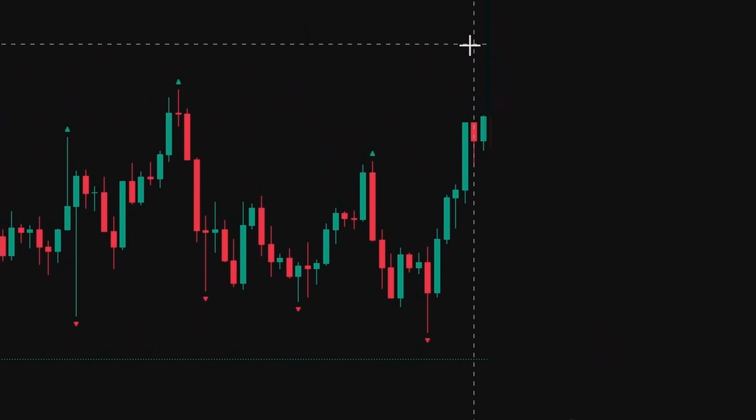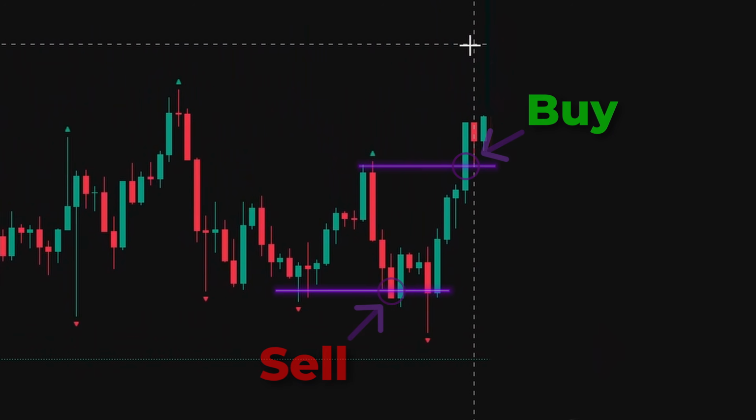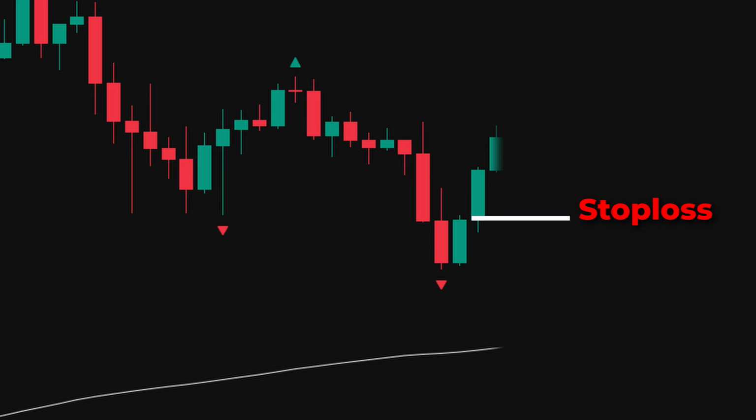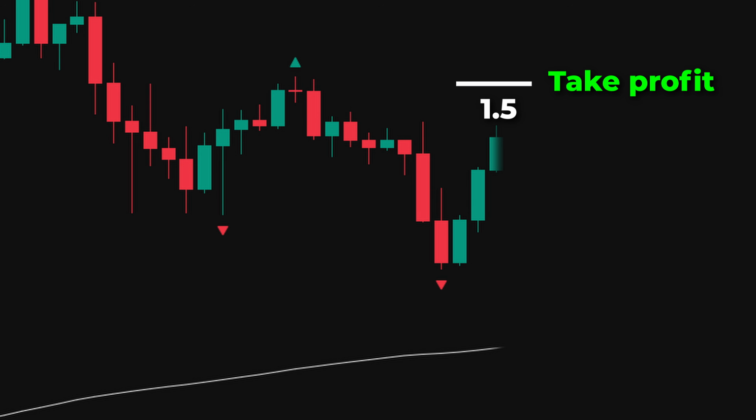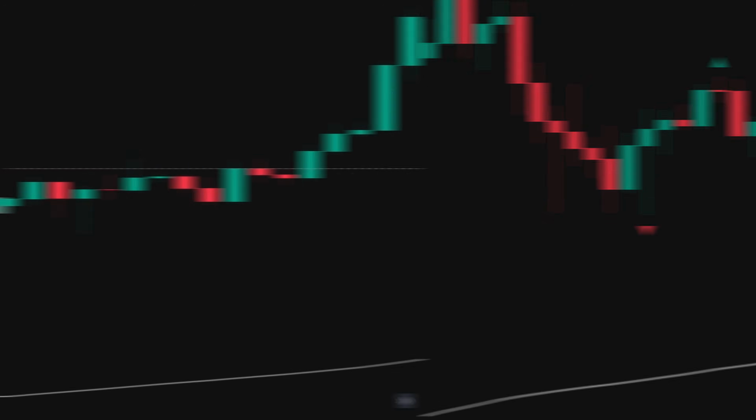Wait for a candle to close above the last top fractal for a buy, or below the last bottom fractal for a sell. Set your stop loss below the entry candle for buys, or above it for sells. Take profit should be 1.5 times the size of your stop loss.